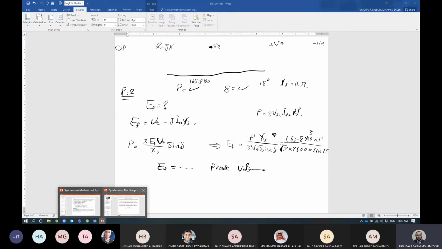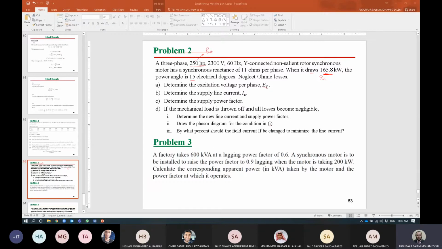Guys, we said this part of the problem, I want you to solve it. Which part? To find the supply line current. I think we already got the supply current, number D. Let's continue discussing it together. I expect you are now familiar with how to calculate all parts of the problem. Determine the supply line current.